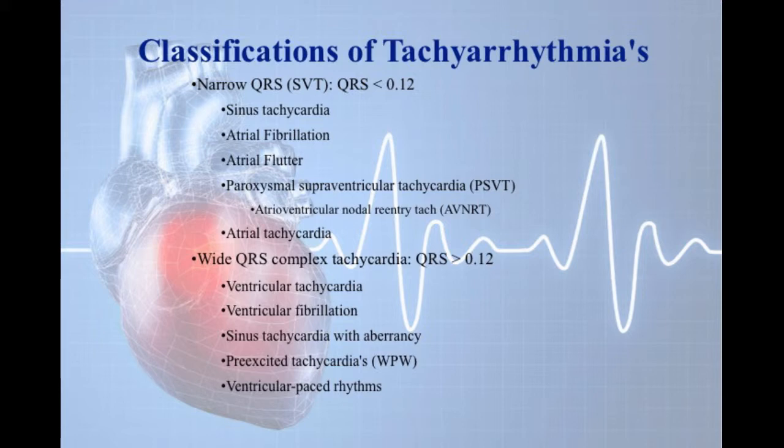Narrow complexes are then broken down into subcategories: sinus tachycardias, AFib, A-Flutter, PSVT, which is broken down into AVNRT, and we'll talk about that later, and then atrial tachycardias. Wide complex tachycardias are broken down into VTACs, then the VFibs, sinus tach with aberrancy, WPW, which is a preexcitation tachycardia, and ventricular paced rhythms.